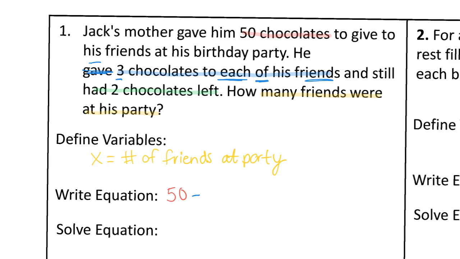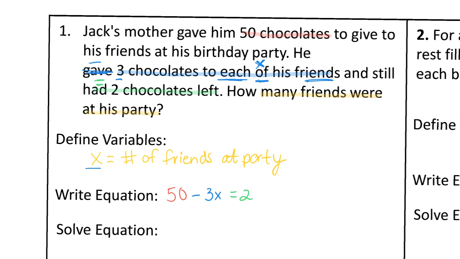And remember, of means to multiply. So now we're doing 3 times the number of friends, which the number of friends is x. So it should be 3 times x. And then he had means equals. He had 2 left. Okay, so this is going to be our equation.